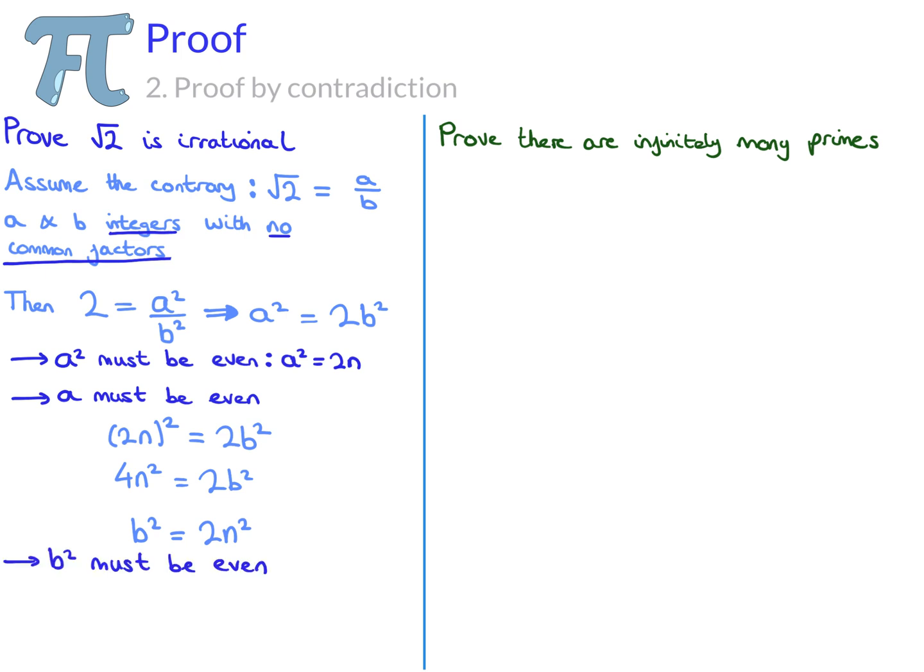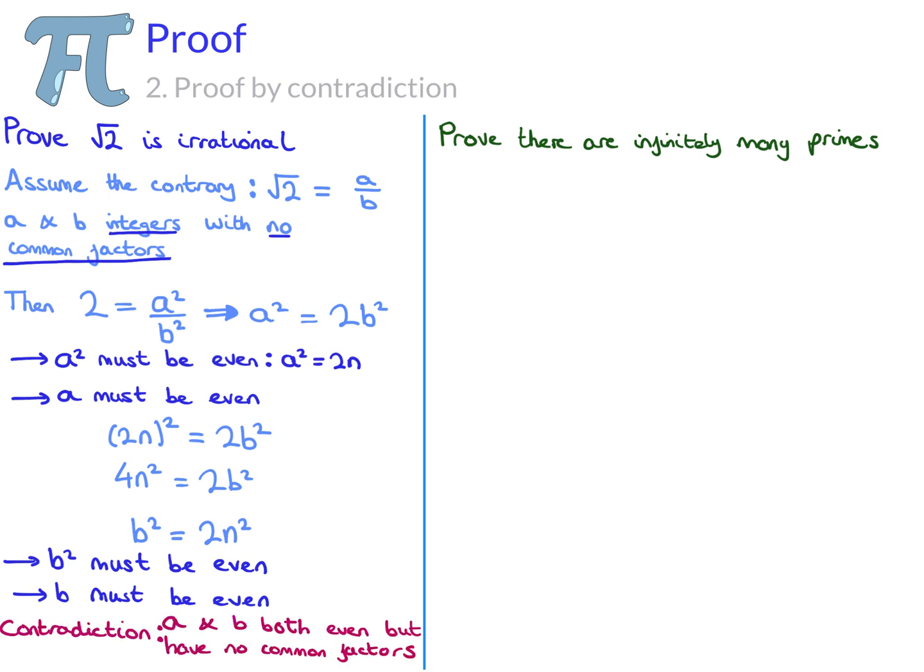In the same way, this tells us that b squared, and hence b, are even. Here we have the contradiction, since we have shown that both a and b are even and hence multiples of 2, which contradicts our statement that a and b had no common factors.